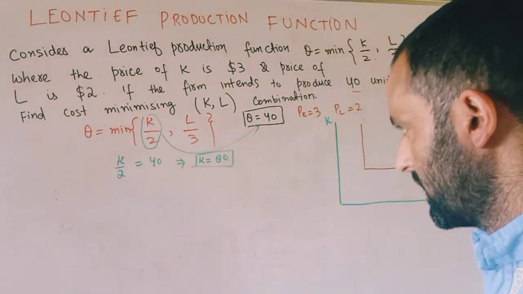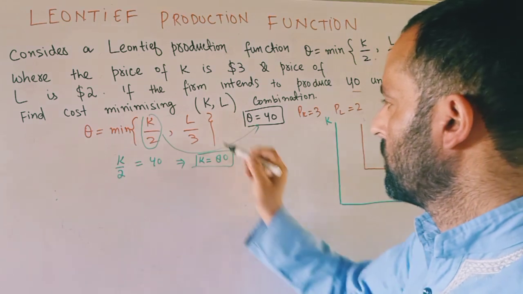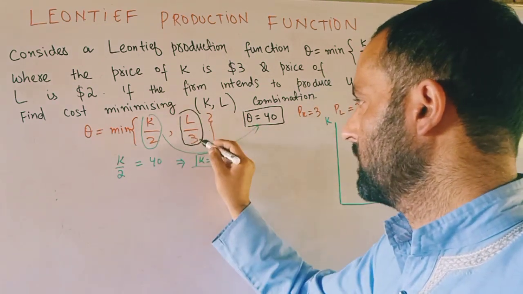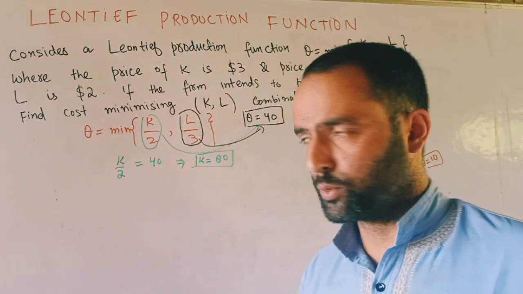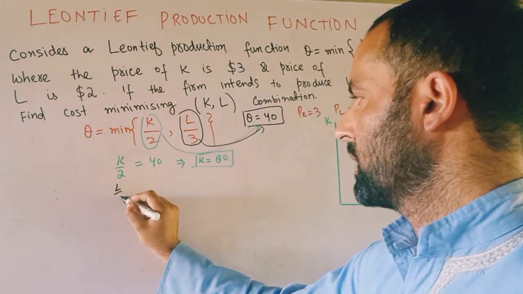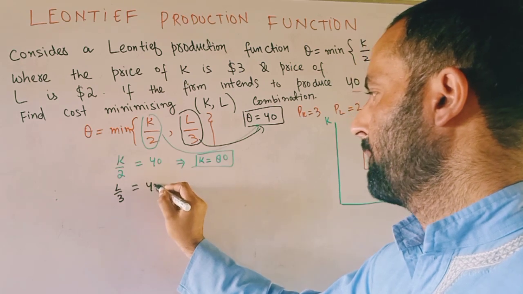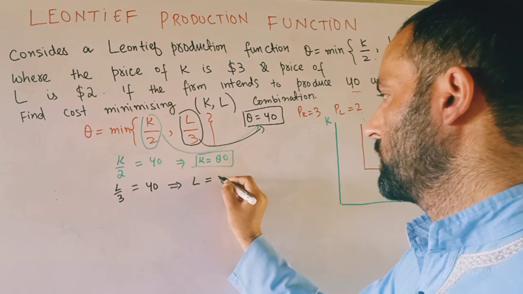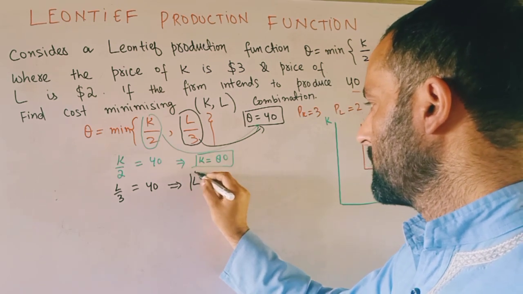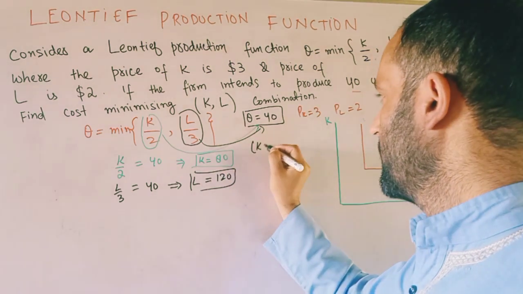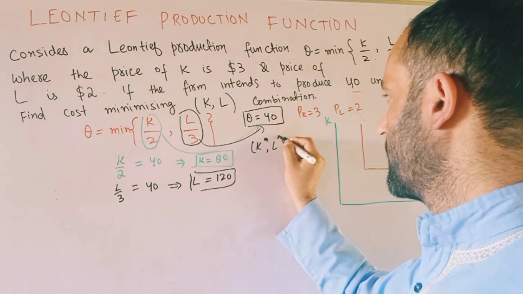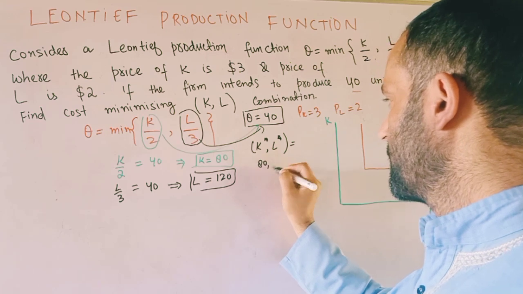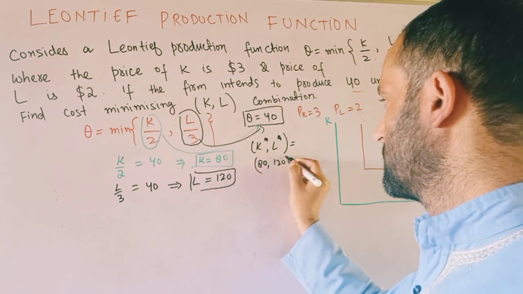Don't get confused. Symmetrically, we equate L upon 3 with the units of output to be produced. That is, L upon 3 is equal to 40. So it will give us units of labor equal to 120. So the optimal combination will be K star, L star, equal to 80 units and 120 units.